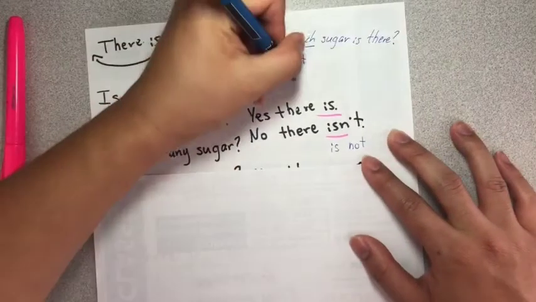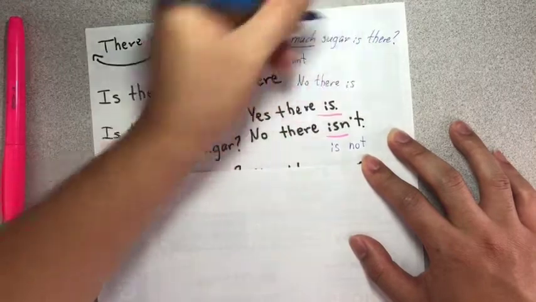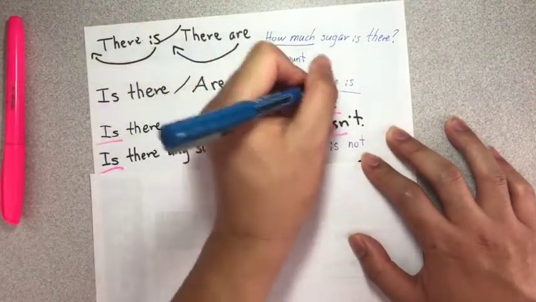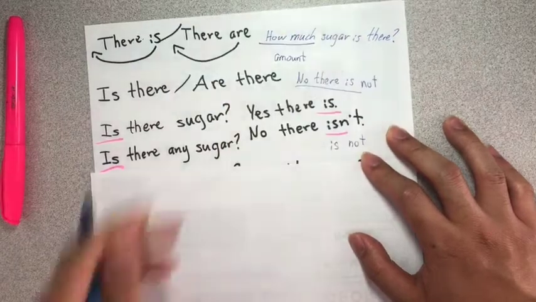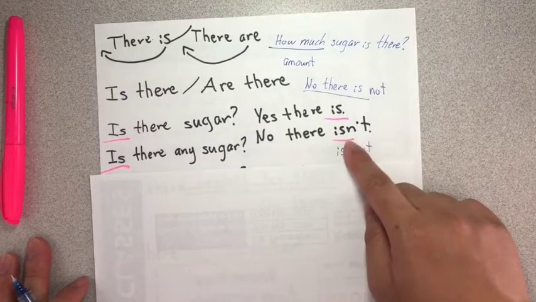I see some people writing no, there is. Only no, there is. This is not correct. You need to write no, there is not. This is correct. No, there is not. Or no, there isn't.